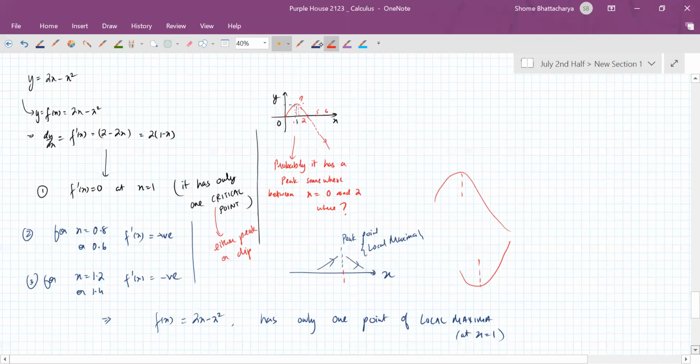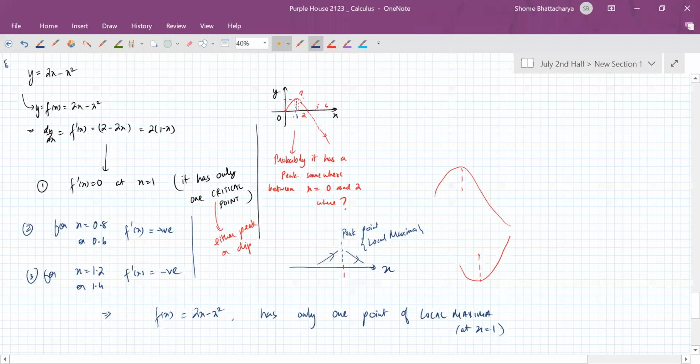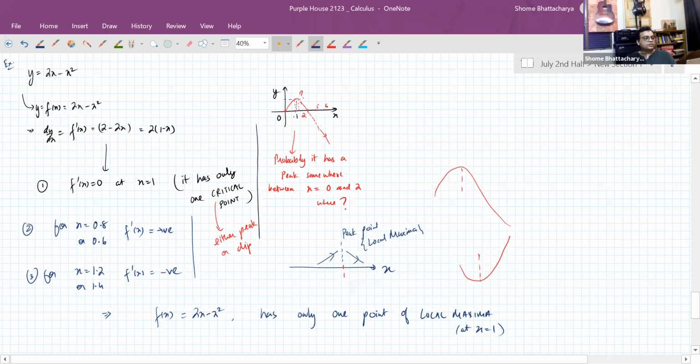Sir, why did you take 1 as the critical point and not 2? Critical point, which point is that? It is the point at which the derivative becomes 0. So what is the derivative? It is this: 2 into 1 minus x is 0. So that gives me what solution? x equal to 1. There's no other point.